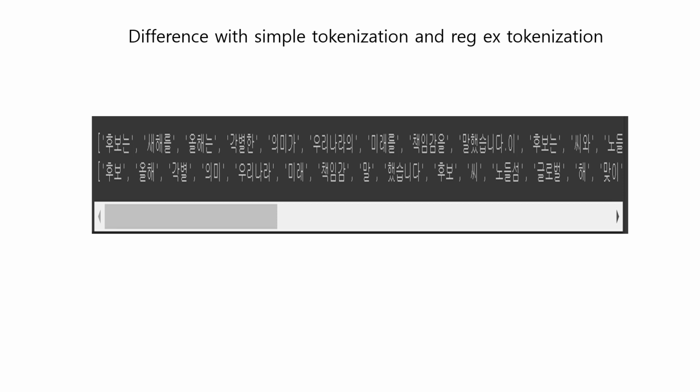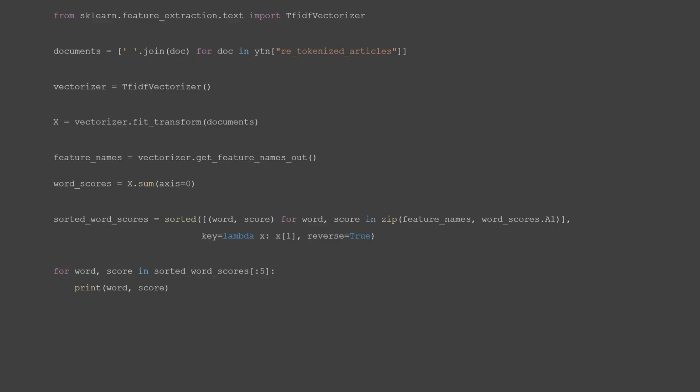The list above is sim compare and the list below is YTN compare. If you look at the list below, you can see that there is no JOSA and the period has been removed. That is, it may be seen that unnecessary characters for analysis have been removed. Now that it's pre-processed, I'm going to proceed with the analysis.